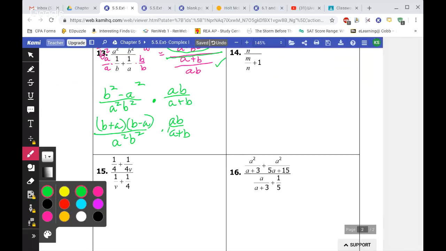Now, a plus b is the same thing as b plus a because addition is a commutative property. So those are exactly the same thing. So those two can be canceled. And I have 1 a in a squared, so that leaves an a down here. And I have 1 b in b squared, so that leaves a b in my denominator. At the top, I have b minus a left. And it's all going to be over ab.